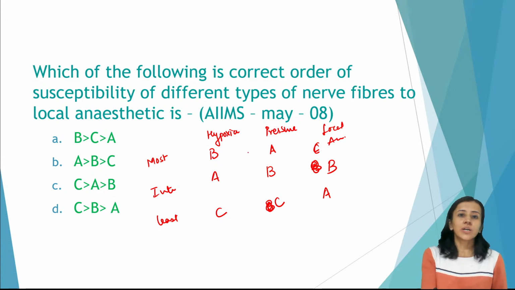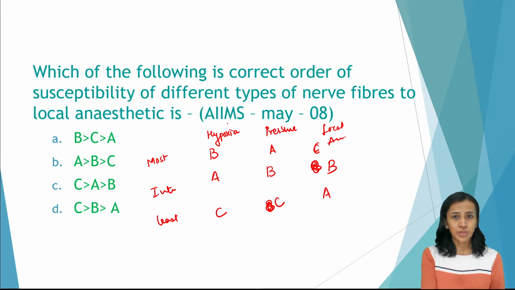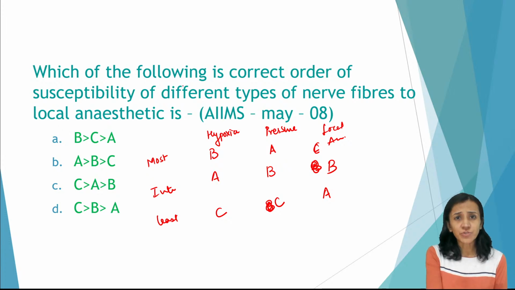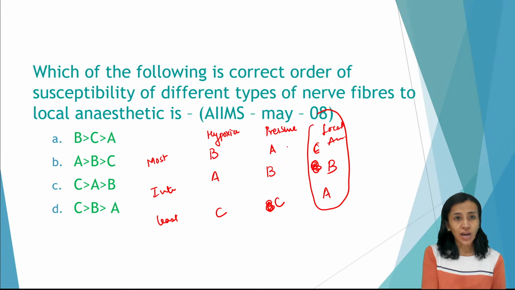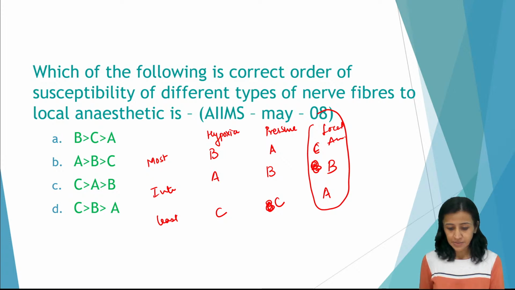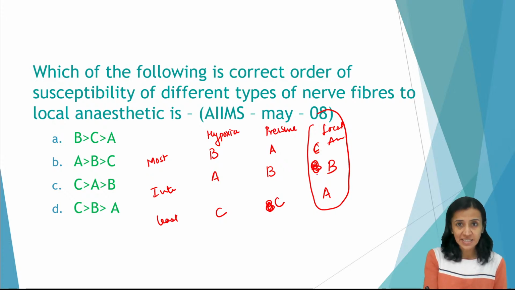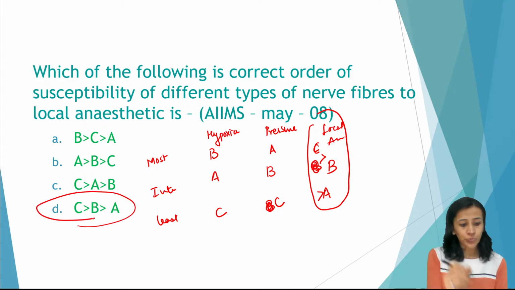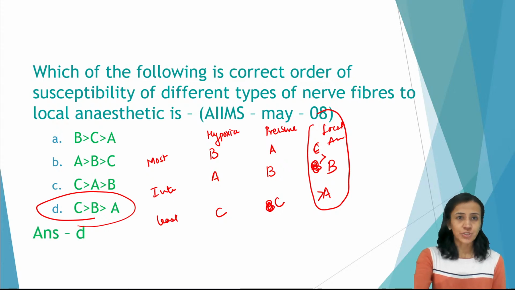Fine. So what is the question now? Whenever you have a question, you make this kind of table. The question is: which of the following is the correct order of susceptibility of different types of nerve fiber to local anesthetic? So your answer for local anesthetic agent would be C is greater than B is greater than A. So your answer is option D. If you know the answer, please write it down in the chat box also. Okay, fine. So this is your correct option.